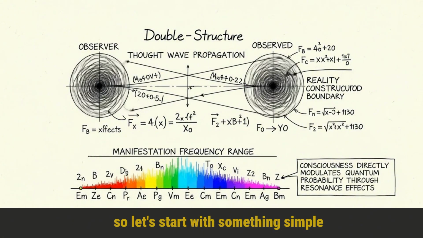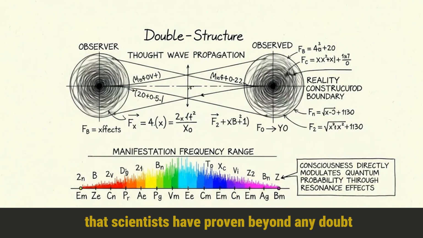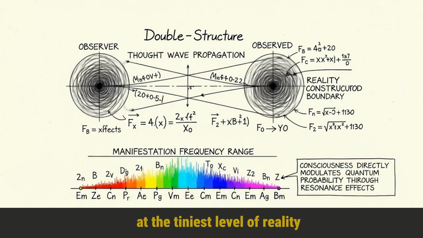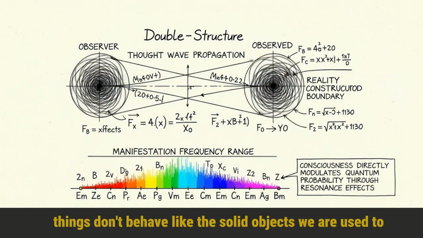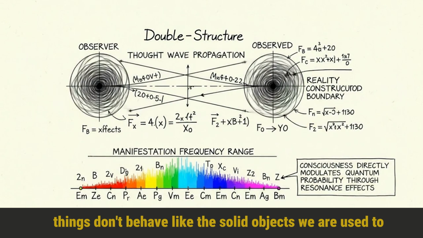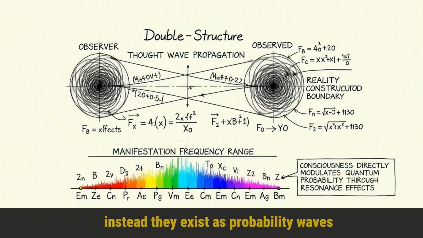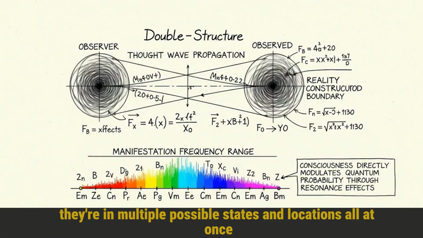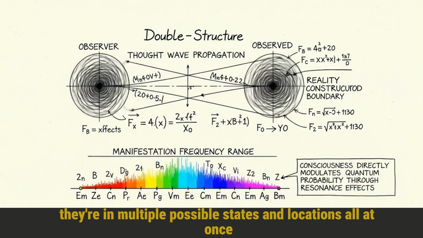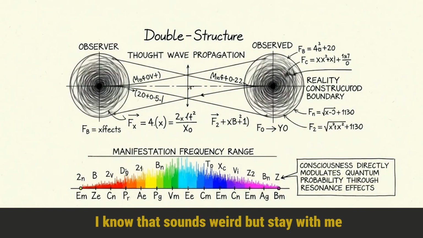So let's start with something simple that scientists have proven beyond any doubt. At the tiniest level of reality, the quantum level, things don't behave like the solid objects we are used to. Instead, they exist as probability waves. Basically, they're in multiple possible states and locations all at once. I know that sounds weird, but stay with me.